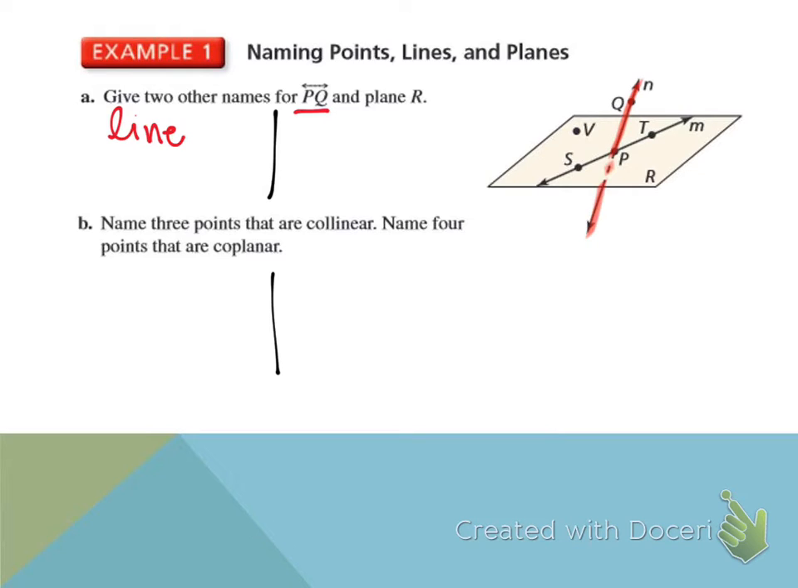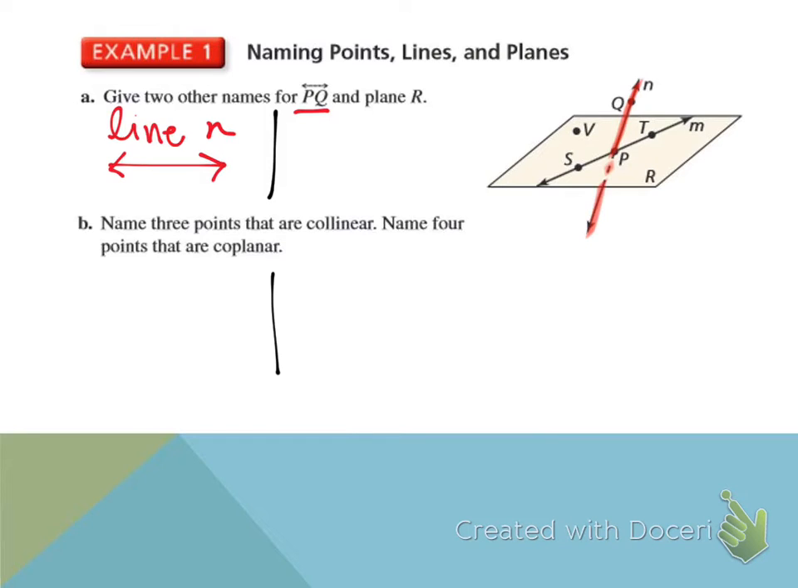How many letters come after the word line? One. And which one letter would it be? N, the lowercase. So you would say line and then that lowercase letter. Line N. That's the only option with the word line.